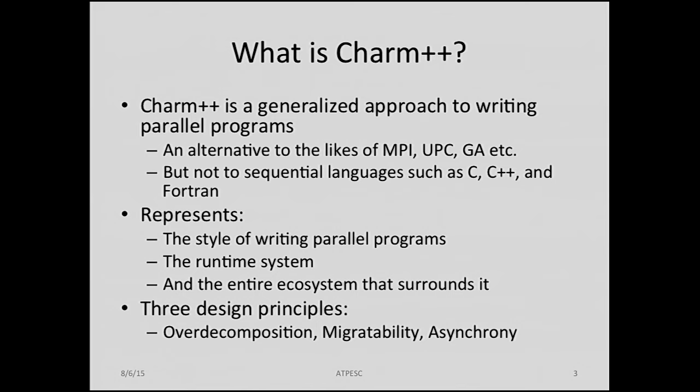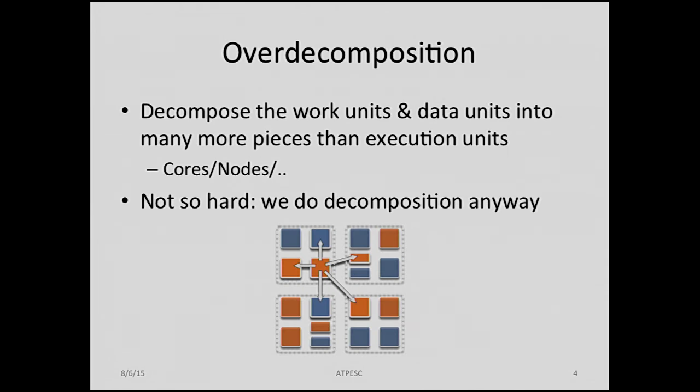There are three design principles you have to understand for Charm++. The first principle is something we call over-decomposition. That is, we make the programmer decompose the computation, the work units and data units of the computation, into many more pieces than there are processors, and in particular, independent of the number of processors. That's not so hard. If you're doing MPI, you do decomposition anyway. We just make you overdo it a little bit, so maybe 10 times more pieces than there are cores, for example.